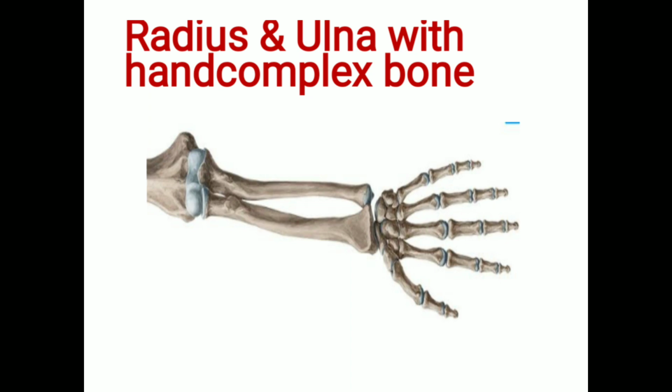So listen to what the external examiners ask. How many carpals? 8. Both hands? 8 plus 8, 16. How many radius bones? 2 in both hands. Single hand? 1. What is the lateral bone of the forearm? Radius. What is the medial bone of the forearm? Ulna.